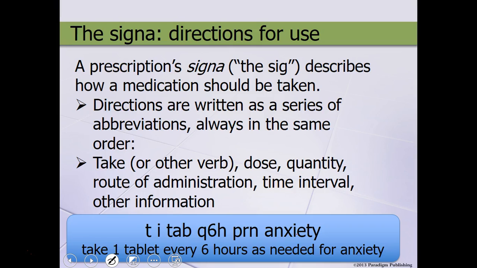So here we have take 1 tab, Q6H, PRN, anxiety. And that's your SIG code. So that's a shortened version of what's down below: take 1 tablet, Q is every 6 hours, PRN is as needed for anxiety.